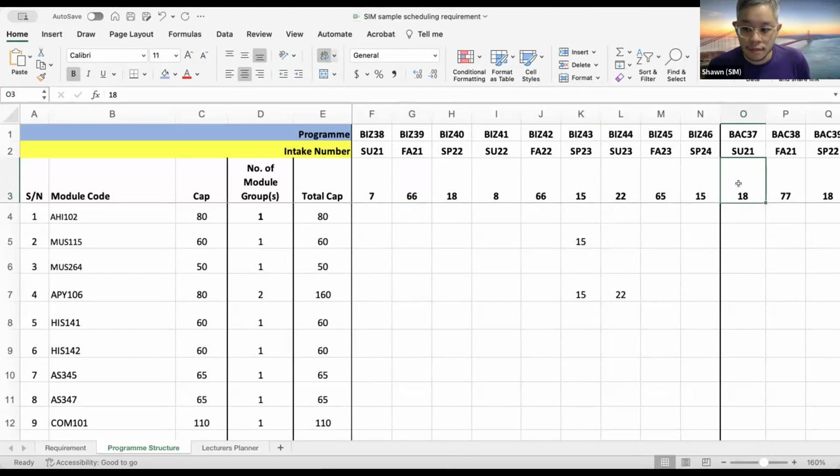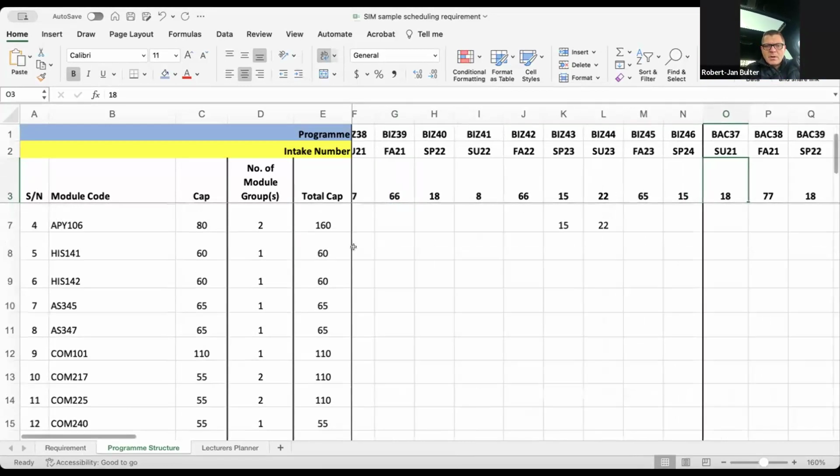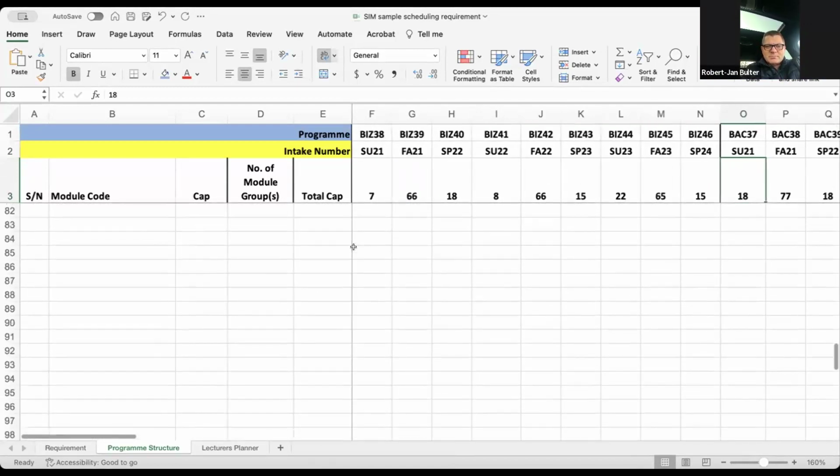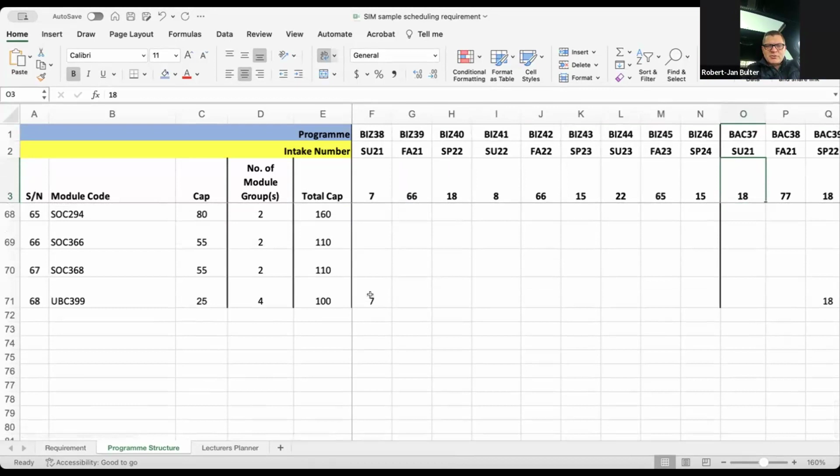No, it's just the student groups. That's all right. And what we do is we say, okay, a particular student group, we match that with the module. So we make a relation between the two.